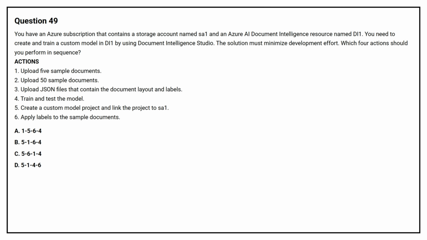1. Upload 5 sample documents. 2. Upload 50 sample documents. 3. Upload JSON files that contain the document layout and labels. 4. Train and test the model. 5. Create a custom model project and link the project to SA1. 6. Apply labels to the sample documents.